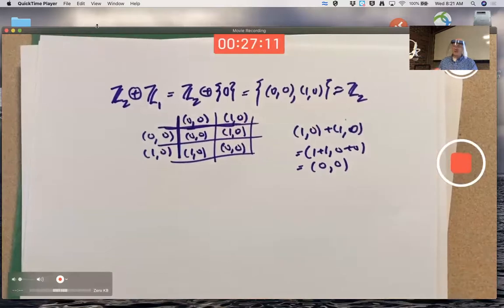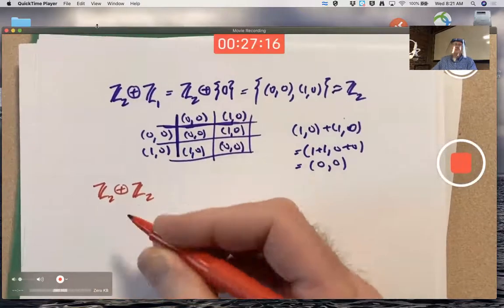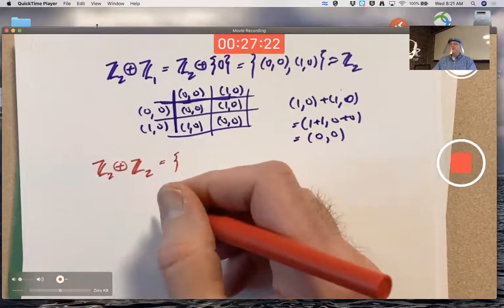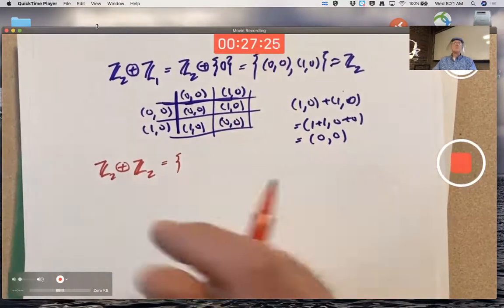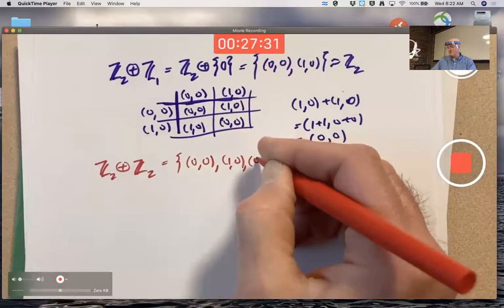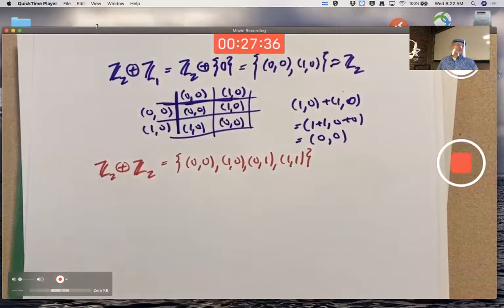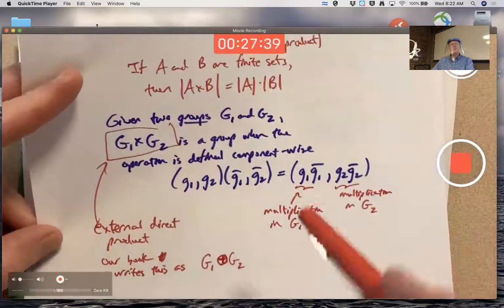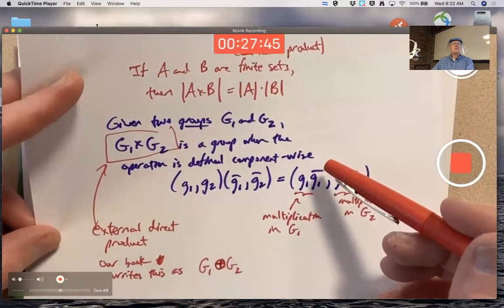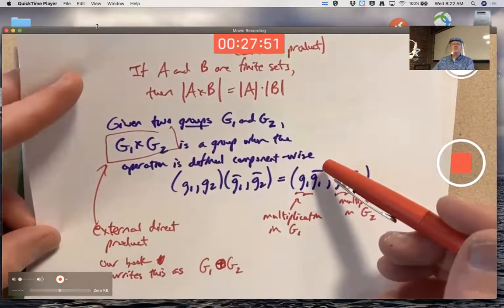All right, let's up the level of complication a little bit and consider the external direct product of Z2 with itself. Now it's got to be a 4-element set, right? 2 times 2. (0,0), (1,0), (0,1), and (1,1). It's fairly easy to prove the external direct product is a group. I mean, that does take proof, but it's pretty easy. It's because the components are groups.